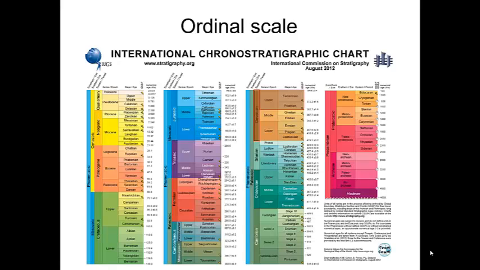Here's an example of the ordinal scale, the international chronostratigraphic chart, the official global geological scale. We know the ages where the units start and finish. We know which ones are before each other, but if something is identified as being part of the Ladinian phase, we know it's between 242 and 235 million years ago, but we don't know exactly when in that period it is.